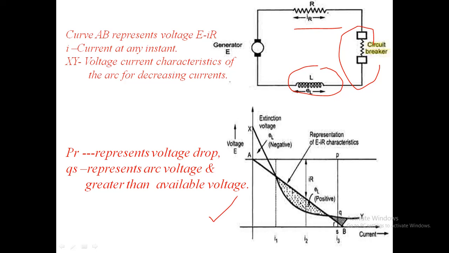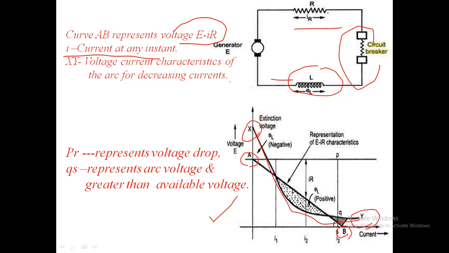We can see the curve AB. This curve represents the voltage E minus IR, which is explained here: V minus IR, the current at any instant. And the curve XY represents the voltage-current characteristics of the arc for decreasing current.